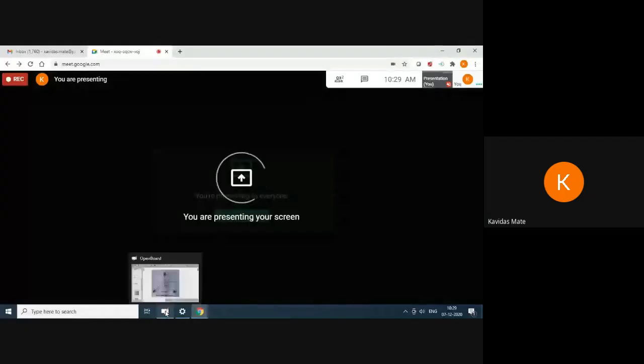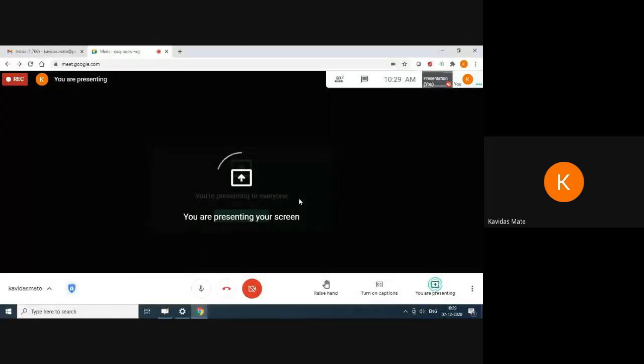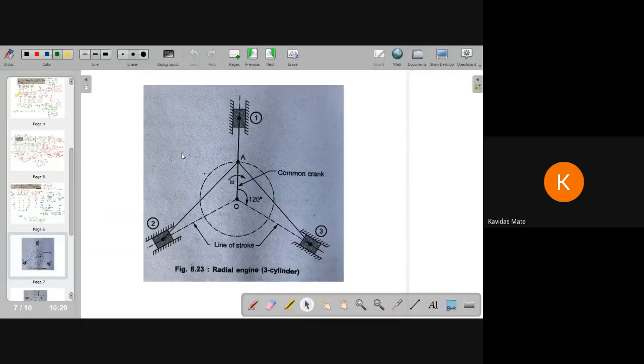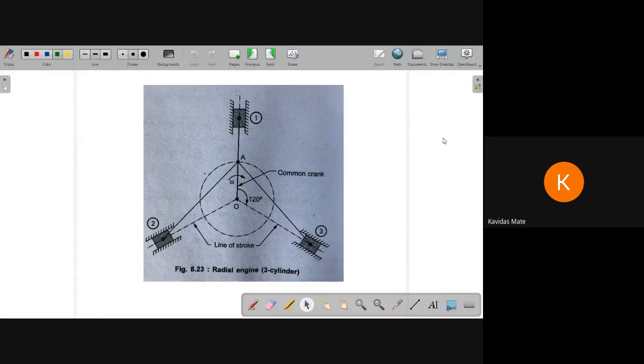Okay, today we'll start with another topic on balancing. So we'll start looking at radial engines and balancing of radial engines. So let me share my screen. Okay, so let's get started with radial engines.